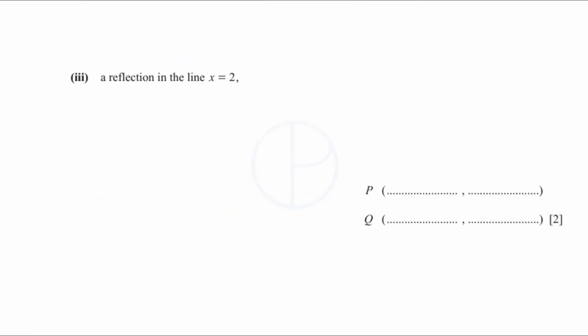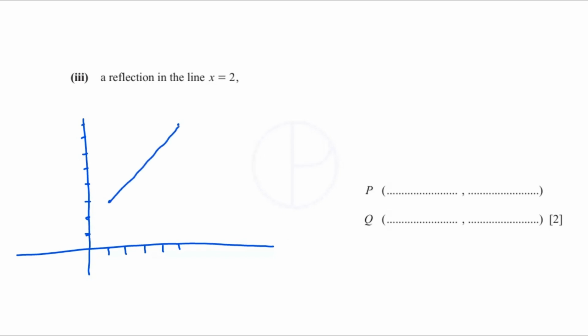The next part of the question is a reflection in the line x equal to 2. Let's mark the points A and B, 1, 3, then 5, 8. This is the line x equal to 2. The distance between A and the reflection line is 1 unit on the left side of the reflection line. Now mark 1 unit on the right side of the reflection line.